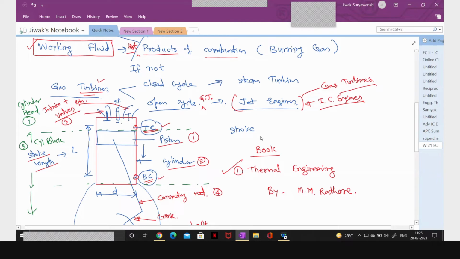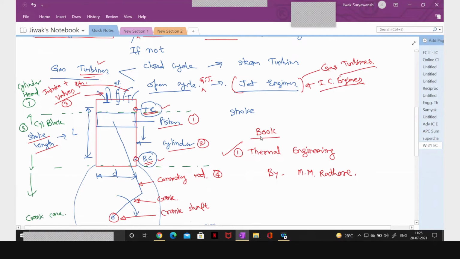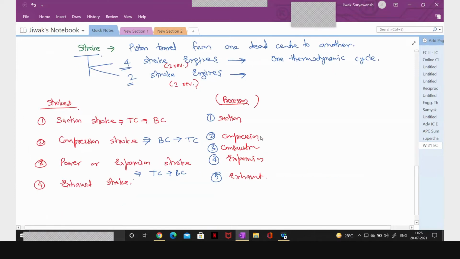So force is applied on the piston, and then the piston moves from top center to bottom center. This is known as the power stroke or expansion stroke. The piston moves from top center to bottom center in this case. That is the power stroke, and in this case again both valves are closed.